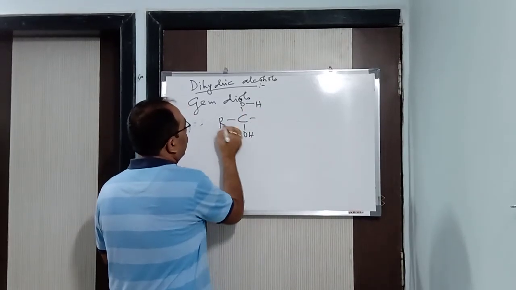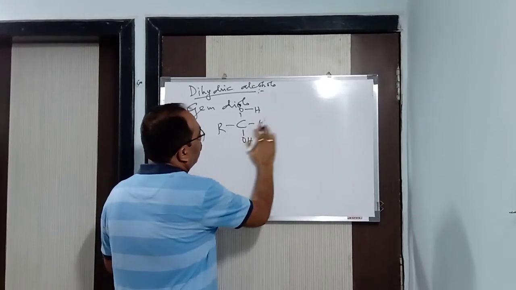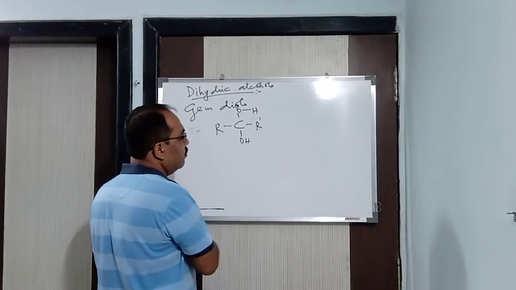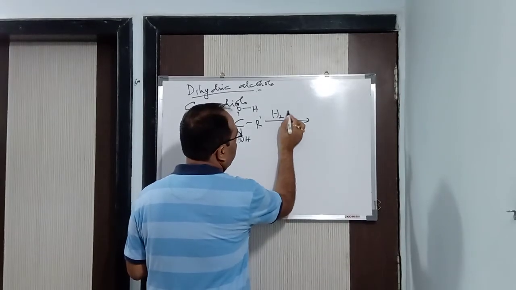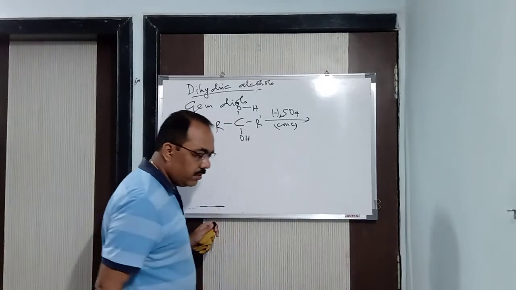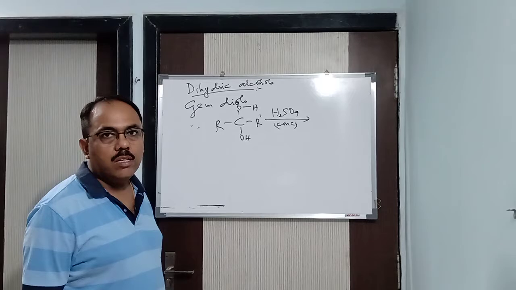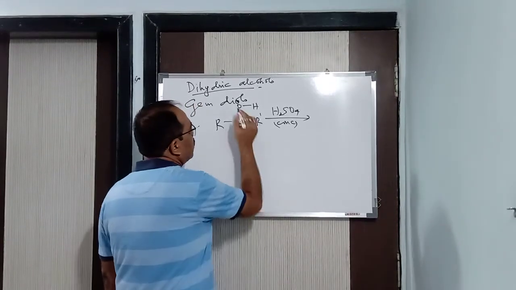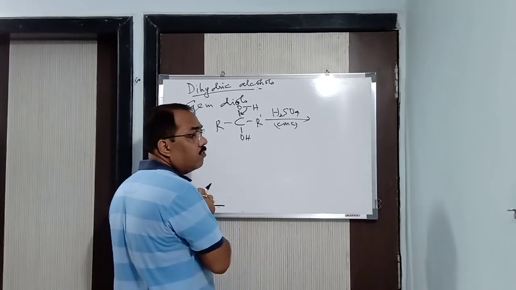Just I am putting here R, and here let me say I am putting another R, or R dash, let us say. Now I will go for dehydration. Dehydration means in presence of some dehydrating agent like concentrated sulfuric acid, let us say I am taking it here. Any dehydrating agent you can take: concentrated sulfuric acid, P2O5, anhydrous zinc chloride, anything. Achha, now what is going to happen? See here. Dehydration means what? Removal of water.